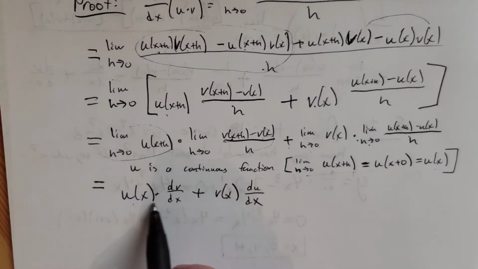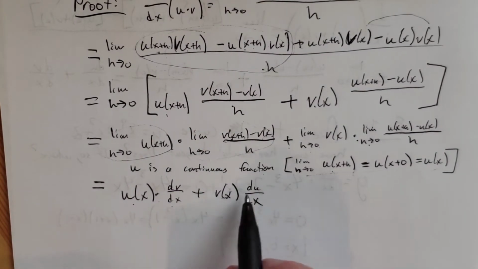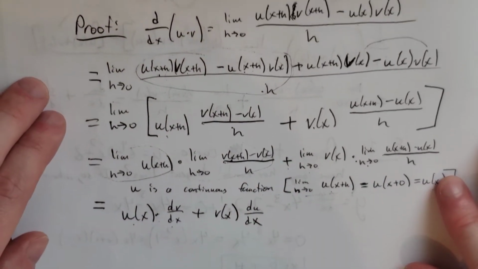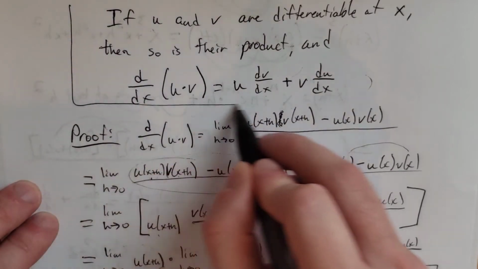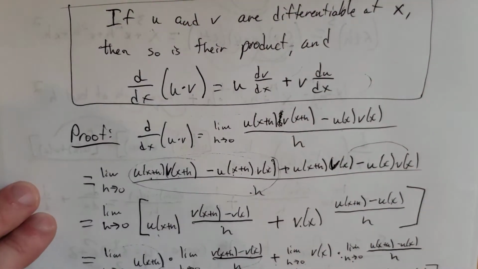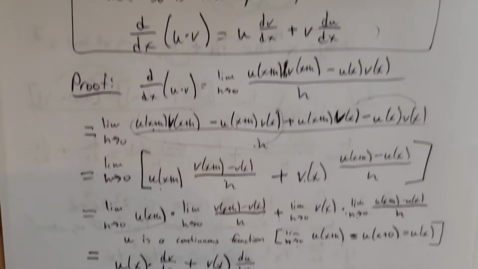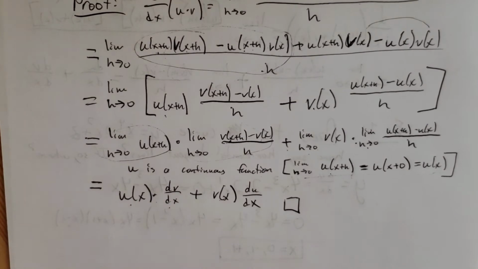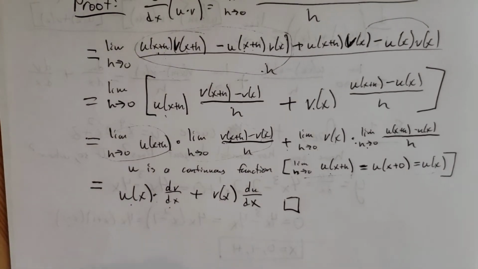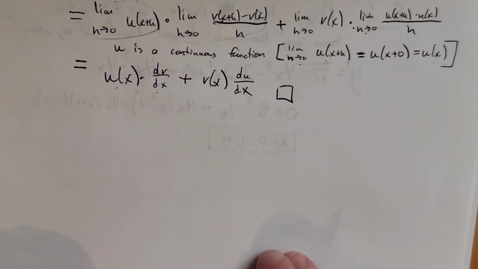So we get u of x times dv dx plus v of x du dx, which is exactly what we wanted to prove the derivative of this product was. So we are done. And that is our proof there. Now, let's think about that via a picture just to see what's going on.